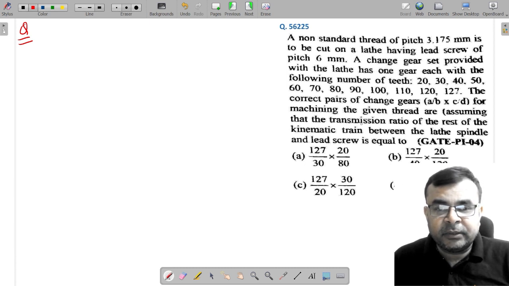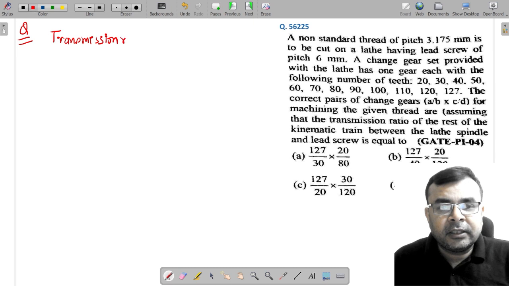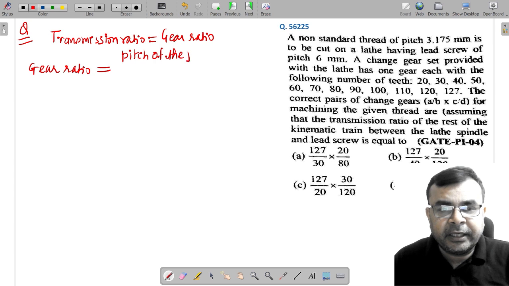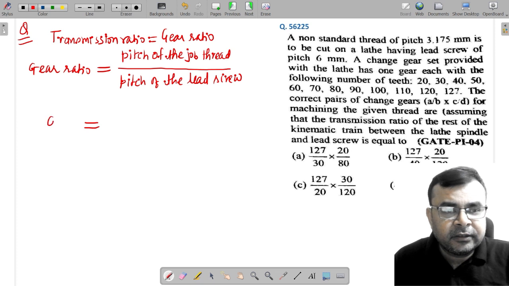So actually we need to find out the transmission ratio, which is also called the gear ratio. And this gear ratio is nothing but the pitch of the job thread which we need to produce, over the pitch of the lead screw of a machine. Is it right? So if I write it in short, GR, it is also written as TR. Is it clear? Gear ratio is also written as TR, transmission ratio.